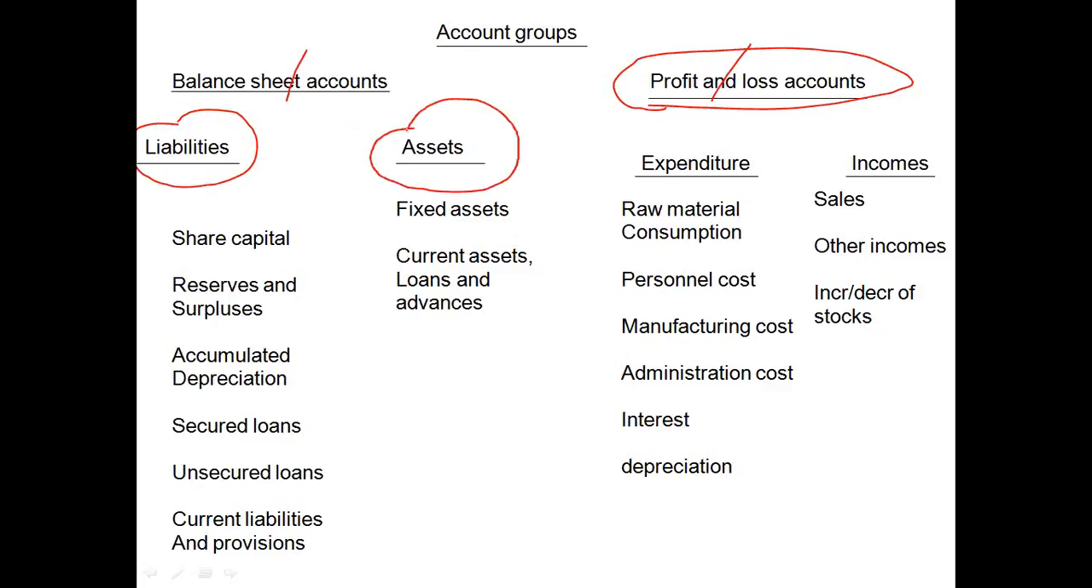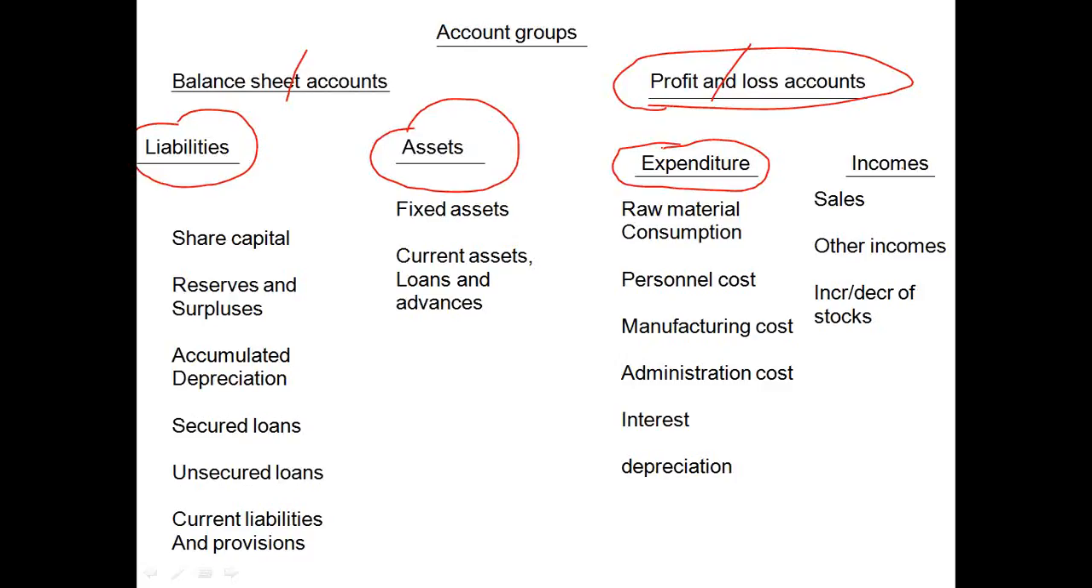Then again you have the P&L account, right? So in the P&L account you have again 2 sides, expenditure and incomes. Expenditure can be created as one account group, meaning all the GL accounts related to your expenses are created under the expenditure account group. Then incomes can be taken as one account group. All the GL accounts relating to your revenues are created under the incomes account group.